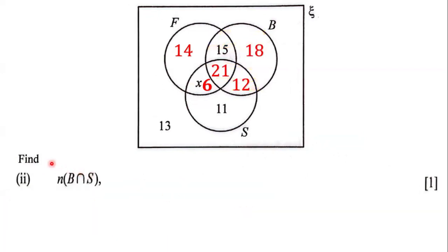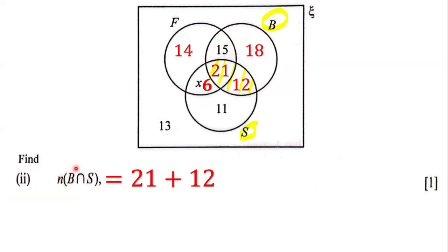Next, it says find the number of elements in B intersect S. Again, find the number of elements in B intersect S. Now, what is B intersect S? Well, let's highlight that. So this is B and this is S. And B intersect S is highlighted here. So this is B intersect S right here.